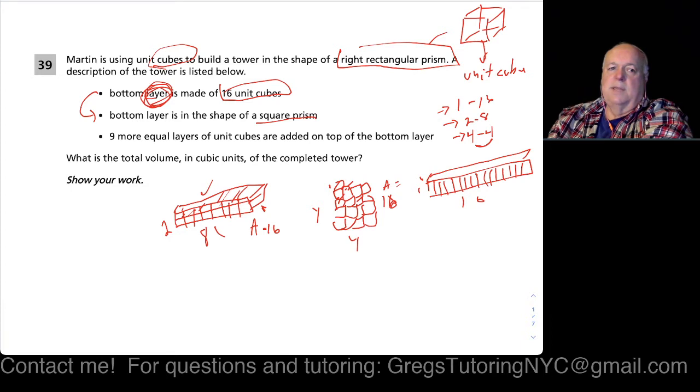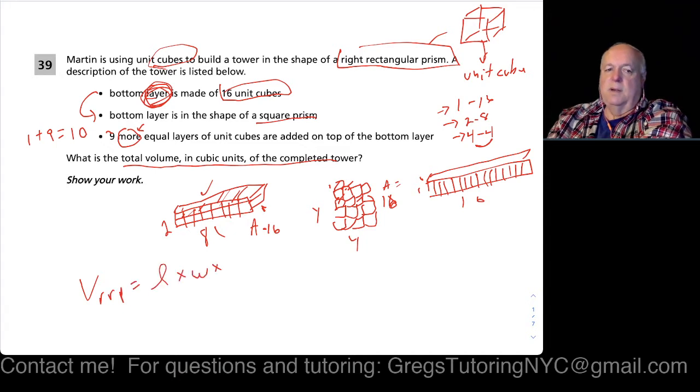Okay? It says 9 more equal layers of unit cubes were added on top of the bottom layer. Well, 9 more, it's 1 plus 9. That means there's 10 layers. Okay, what is the total volume in cubic units of the tower? Well, the volume of a right rectangular prism is equal to the length times the width times the height. We already know that this here is 16, and we're going to go up 10 layers.